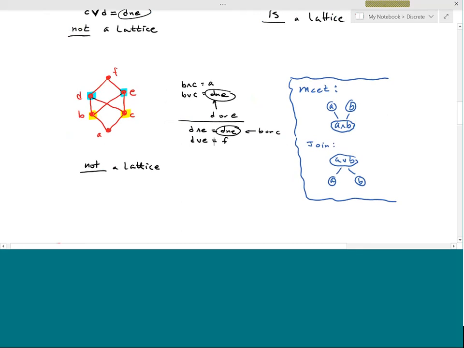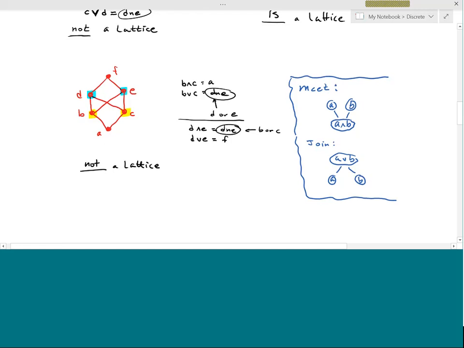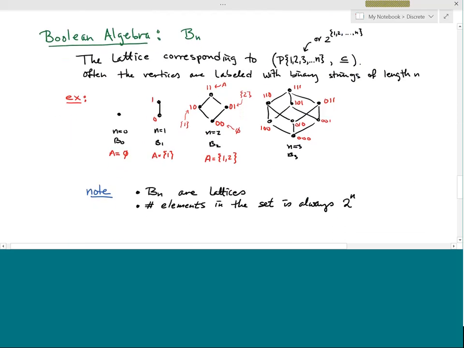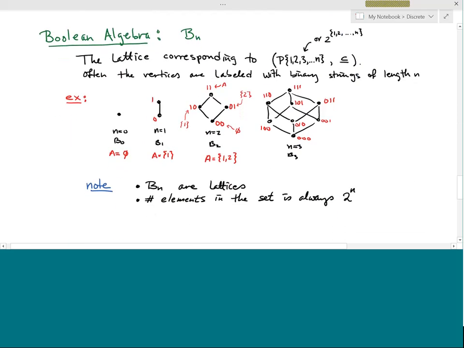I shared with you guys a video in the announcement that I sent out fairly late last night that actually has more examples than what we got to today. So if you want some more examples on lattices, I'll hook that into Canvas so you can find it pretty easily. But let me show you the crash course in the Boolean algebras because it's at the end right here. So these are the first little baby Boolean algebras.